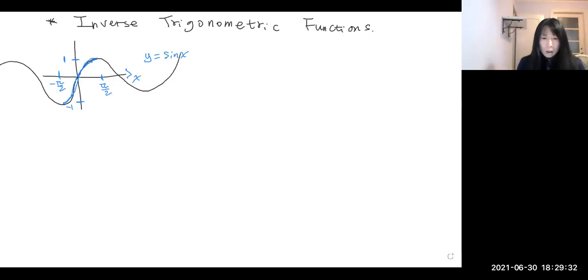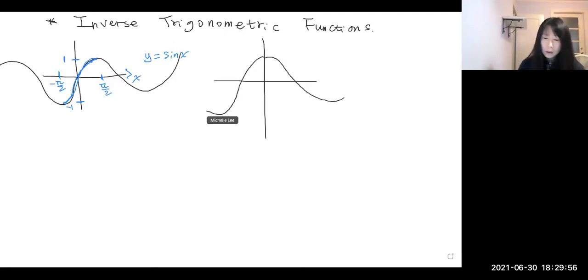All right. Here, cosine. Let me draw. Cosine starts at 1, right? So it should be like this. Once again, it fails the horizontal line test, so we take only this part in order to make an inverse function.